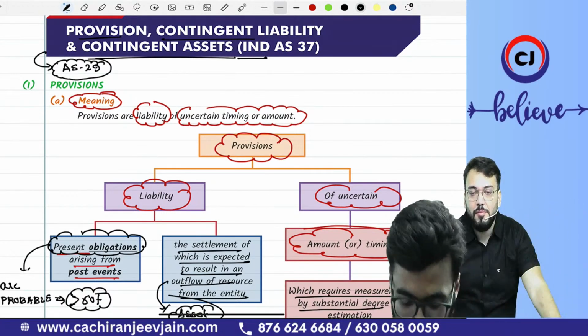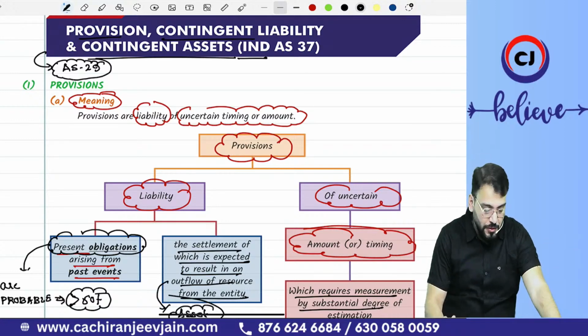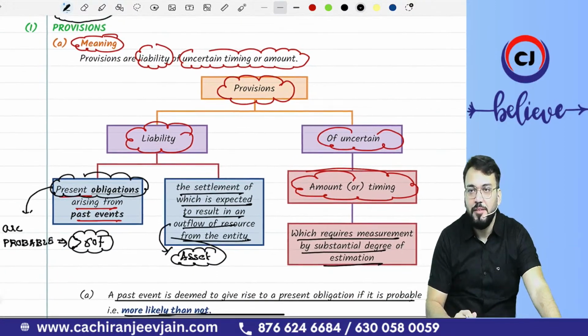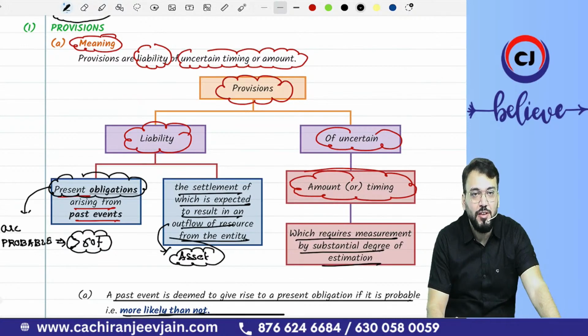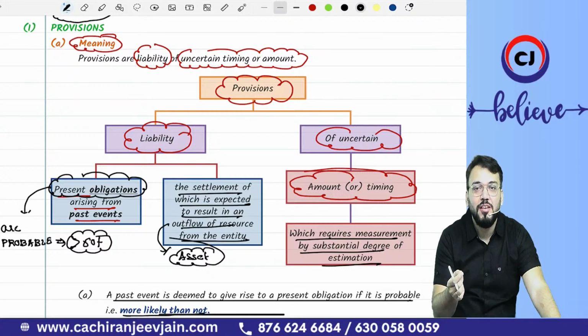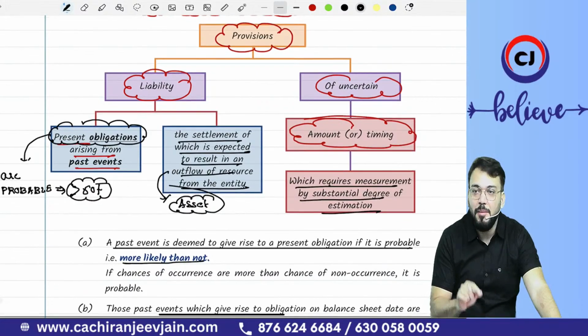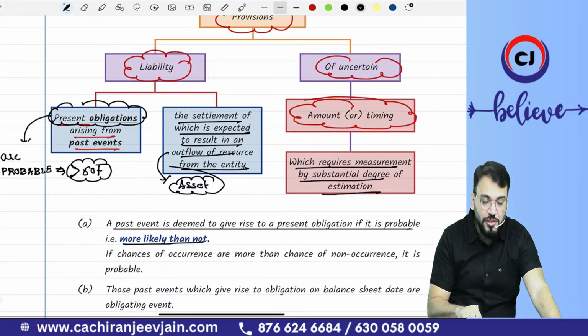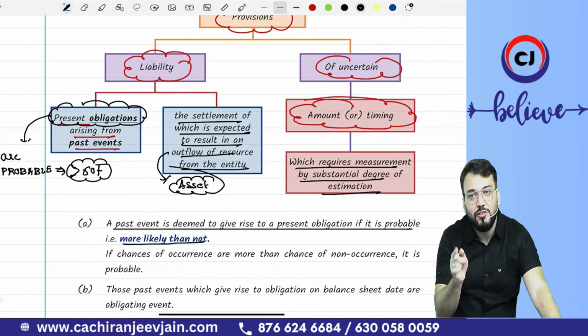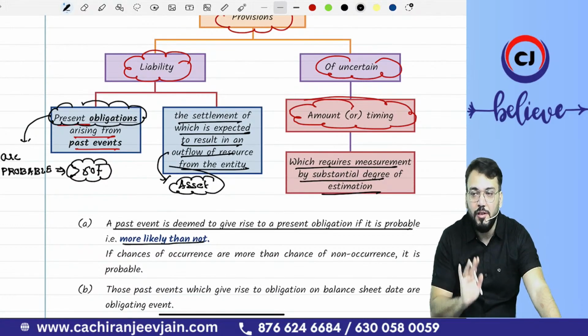Now, let us revise once what we have done. First, we have done the meaning of provision. What is the meaning of provision? Provisions are liability of uncertain amount or timing. What do you mean by liability? Liabilities are present obligation arising from past event, which are expected to be settled through outflow of resource.